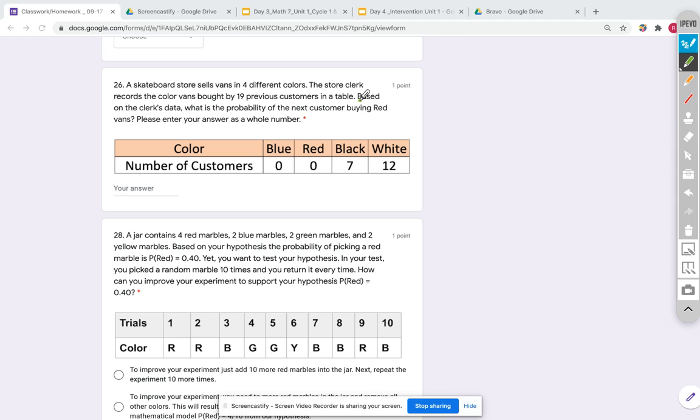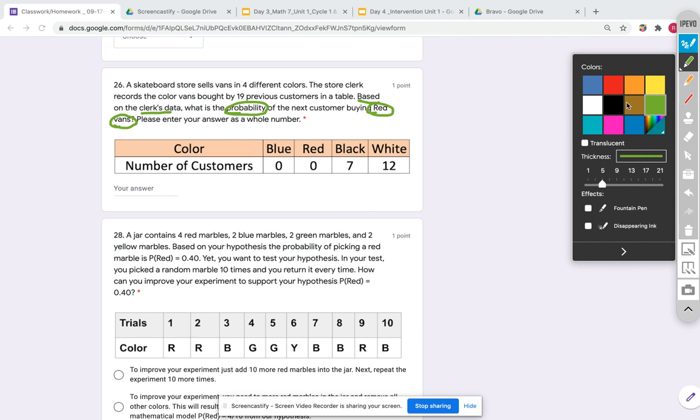Okay, I hope you were able to respond that based on the clerk's data, you're finding the probability that the next customer is going to buy red vans. So let's set up our equation for probability. We have to remember this is an experiment that was conducted because they observed the customers' trends of buying. The thing that goes inside the probability we're looking for is red, so I'm going to write the word red. And we already know that probability is equal to a fraction. Based off that, the numerator and denominator are going to be found from our experiment, in our table.